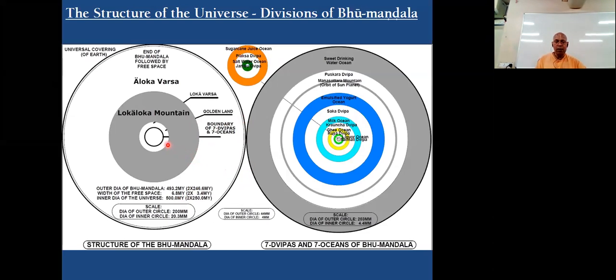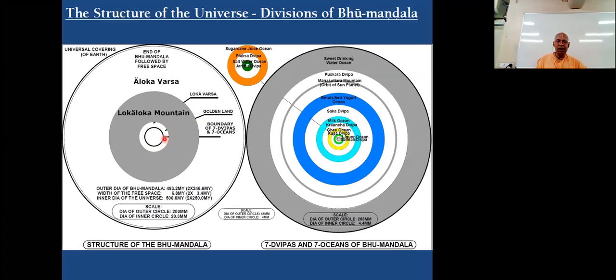Then the grey portion is Loka mountain. Its width is 82.2 million yojanas. Then the inner portion is Loka Varsha. Within Loka Varsha, there is Swarna Bhumi, the golden land. The width of Swarna Bhumi is 15.75 million yojanas. The thick line is shown here.